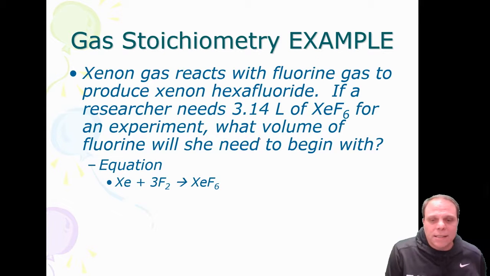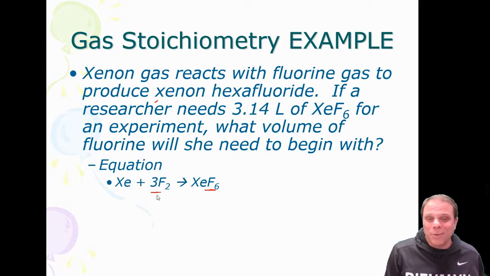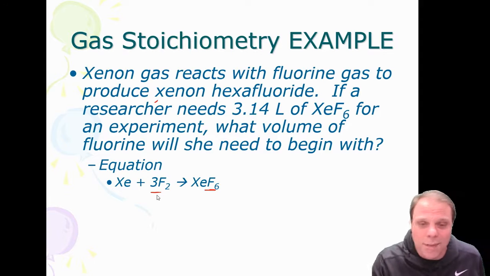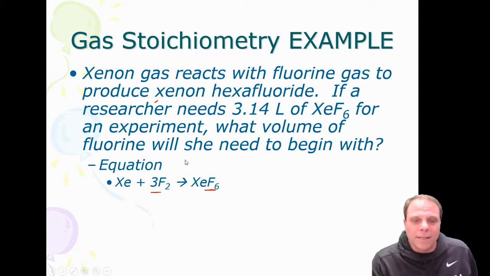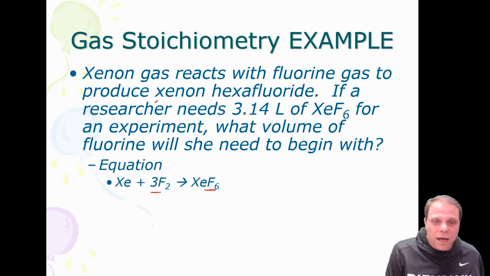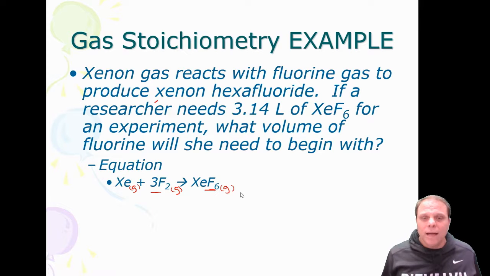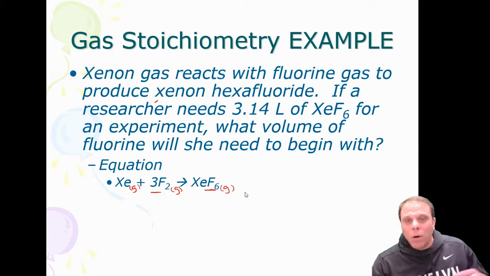Because I've got 6 of the fluorines here, I'm going to have a 3 coefficient in front of my F2. You didn't forget to do F2, right? Because that's a diatomic gas, one of our Brinkelhoff gases. Now I've got my balanced equation. Now, these are all gases, right? Xenon gas, put a little g there if we want, fluorine gas, xenon hexafluoride. If these are all gases, then I can use the coefficients as the molar ratios. I mean, it's obviously a molar ratio, but I can use it as the volume ratio.